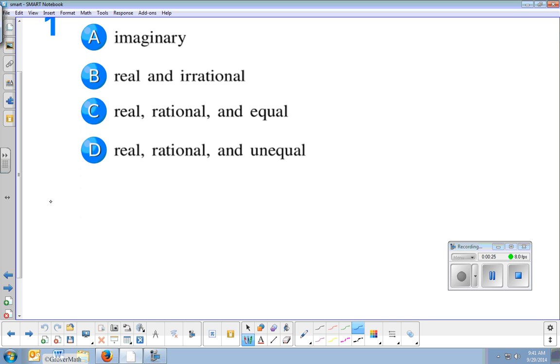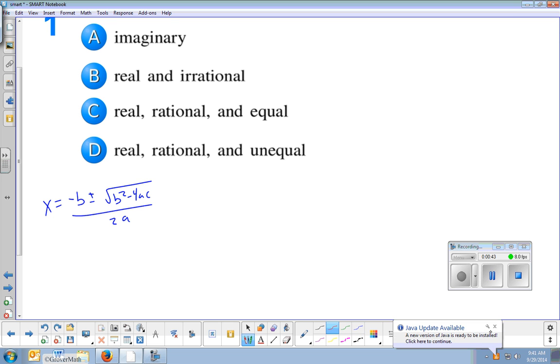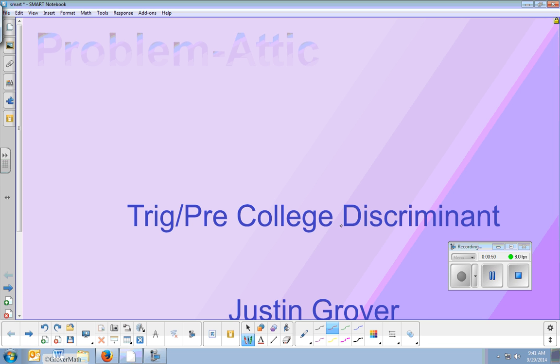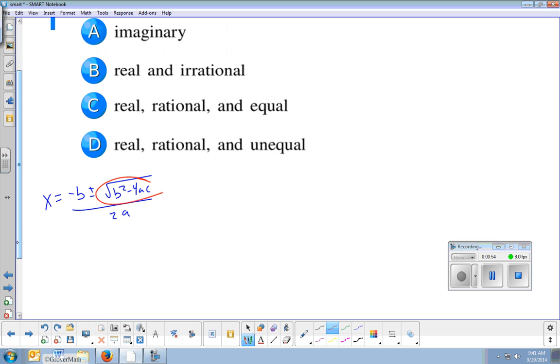We know the quadratic formula: x equals negative b plus or minus the square root of b squared minus 4 times a times c, all over 2a. Well, this piece under the radical, that's what we call the discriminant. Because that really depends on what our roots are going to come out to be.